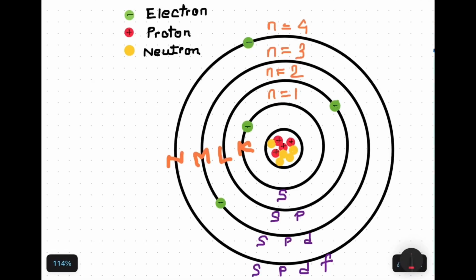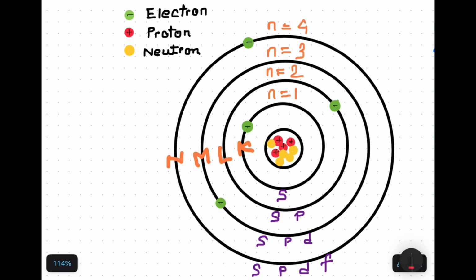In today's video, I am going to explain shells and subshells. Here you can see I have drawn the structure of an atom. The center of an atom is occupied with positively charged particles called protons and neutral neutrons. They together make the nucleus.